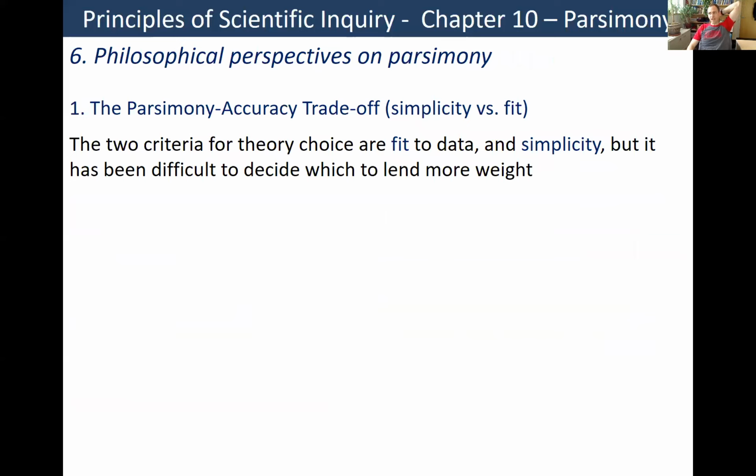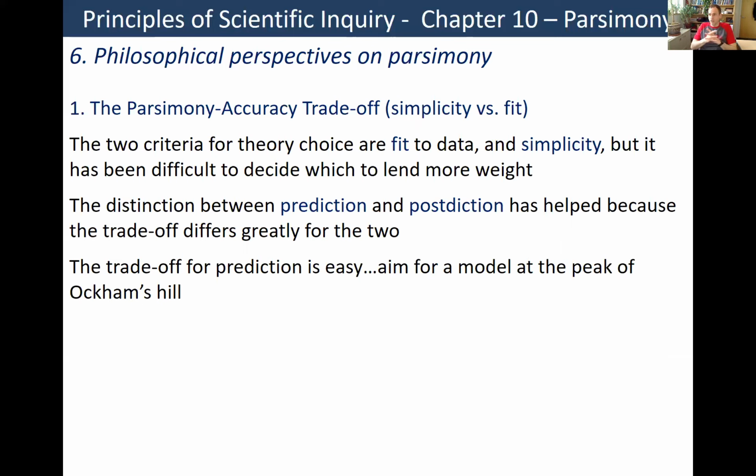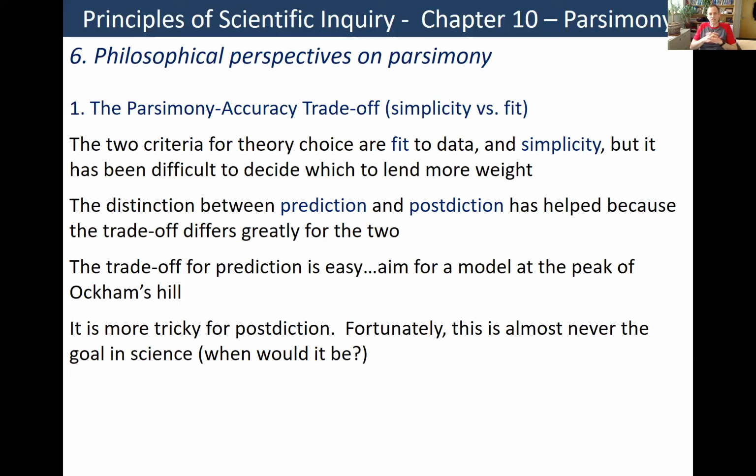The parsimony accuracy trade-off, or simplicity versus fit. The 2 criteria for theory choice are fit to data and simplicity, but it has been difficult to decide, or traditionally it has, which we should emphasize more, which we should give more weight to. The distinction between prediction and post-diction has helped because the trade-off differs greatly for the 2 of them. Okay, the trade-off for prediction is easy. Aim for the model at the peak of Occam's Hill. Studies have repeatedly shown that this Occam's Hill holds across many, many data sets, which is fascinating. Lots and lots of things in there.